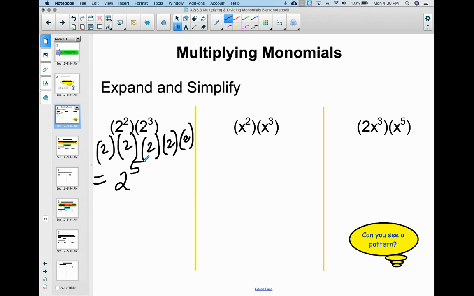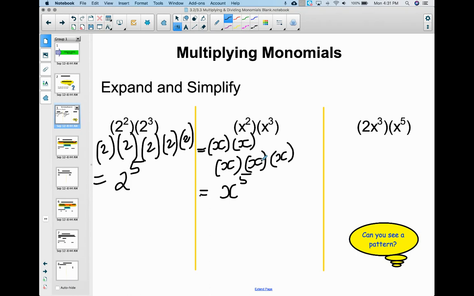In this case, it's a similar example with the variable x. We have x times x, which is the expanded version of x squared, and x times x times x, which is the expanded version of x cubed. Altogether, we can simplify this to x to the power of 5, as there are x's multiplied 5 times.